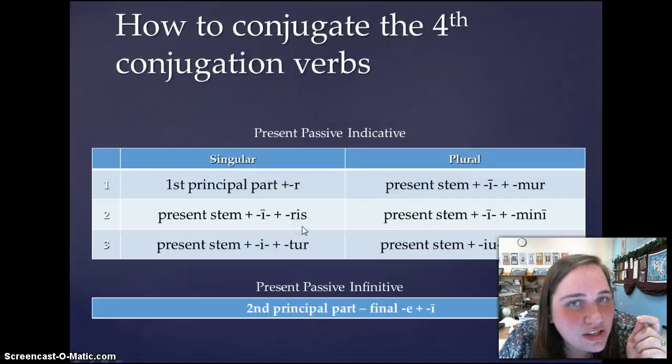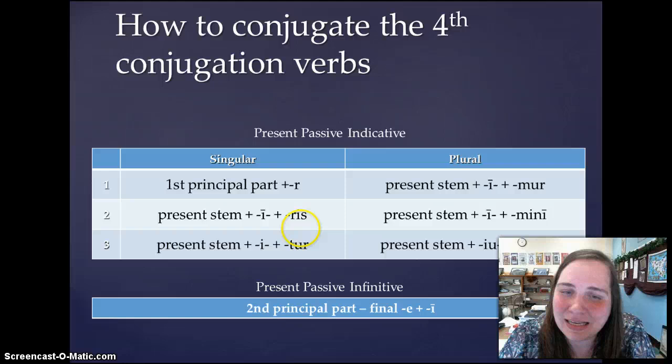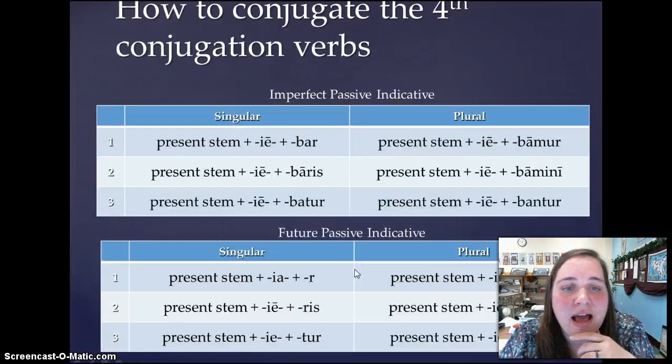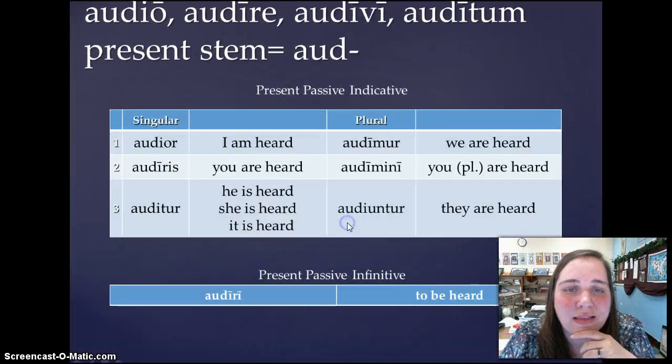Now, the fourth conjugation is practically the exact same thing. The only difference is that it has a long I in its second person singular present passive indicative, and it forms its present passive infinitive by replacing the final E with an I. Okay, I'm going to quickly scroll through these before the video runs out, and I would like for you to write them down, please.